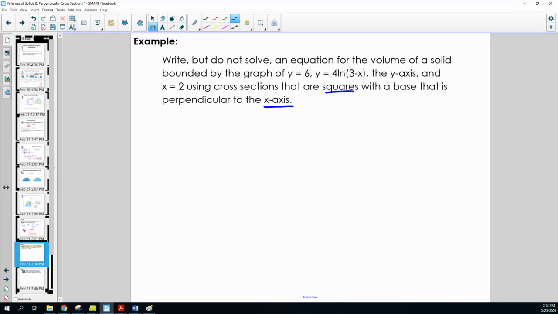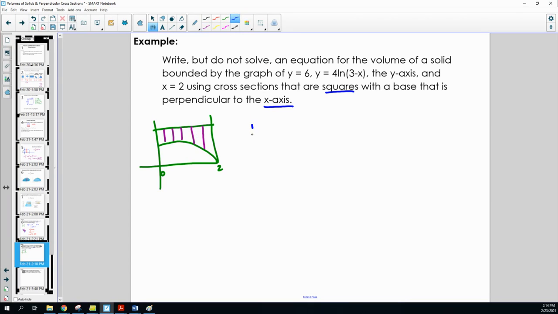So similar to the last problem. I'm going to draw this one out real quick, and I'm only going to draw the 2D version, don't worry. We have the line y equals 6, which is up here. We have y equals 4 ln of 3 minus x, which is going to be something like that. We have 0 and we have x equals 2. So this is going to be 2, and here is 0. We're doing cross-sections that are squares and perpendicular to the x-axis, so we're going to have our bases look like this. Just pretend that these are the little bases of the squares.